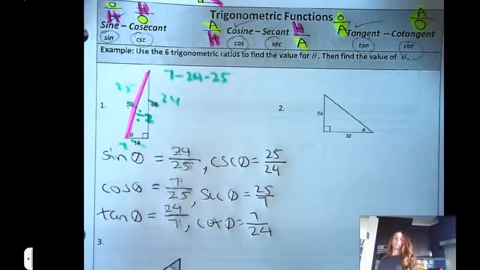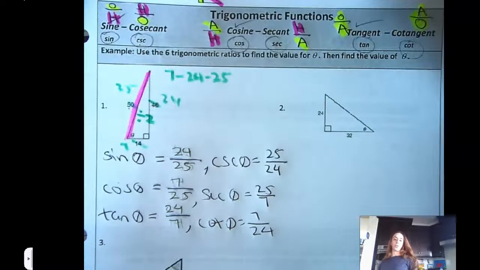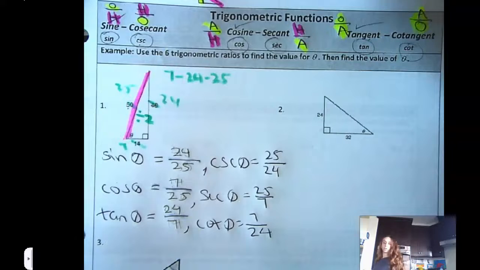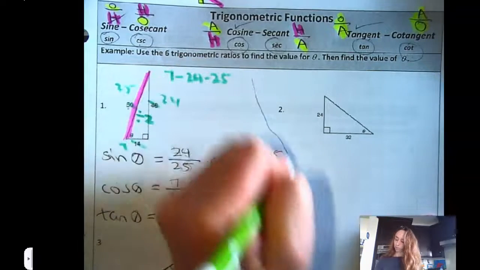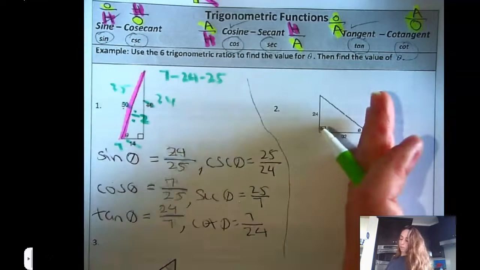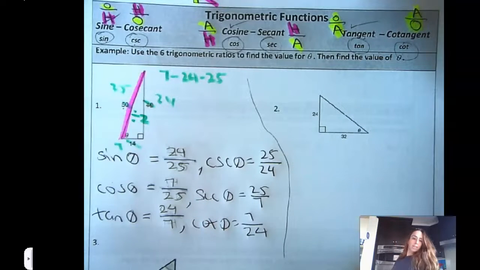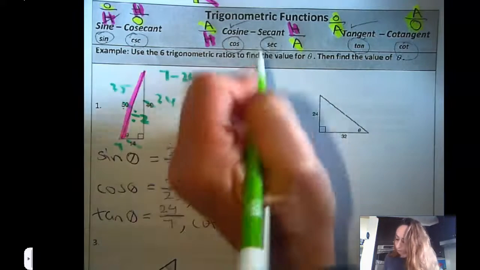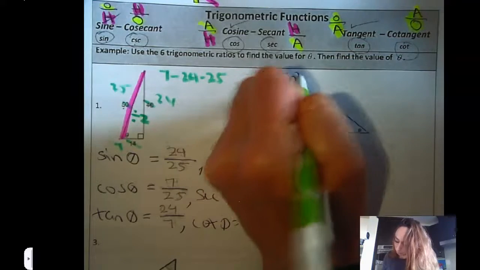Okay? We're not going to find the value right now. I just want you to set up the ratios. That makes me happy. Set up the cute ratios. All right, let's look at the second one. How does the second one differ from the third one? Well, it's different because they didn't give us the third side. So I can do the Pythagorean theorem.